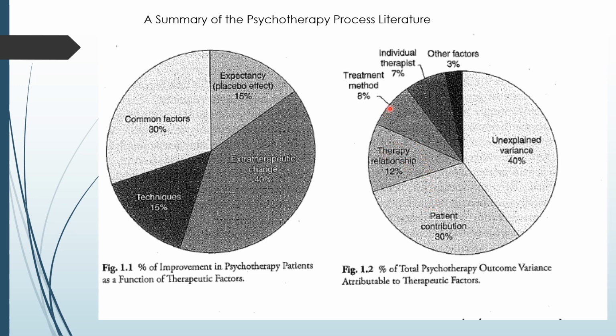So therapy relationship, treatment method, and individual therapist are almost the same in terms of the variance, and then there are these other factors. Don't ask me what an other factor is compared to unexplained or extra therapeutic. I don't really know. Some of these things are just the best estimate we have based on our scientific literature. So don't get obsessed with the details here.